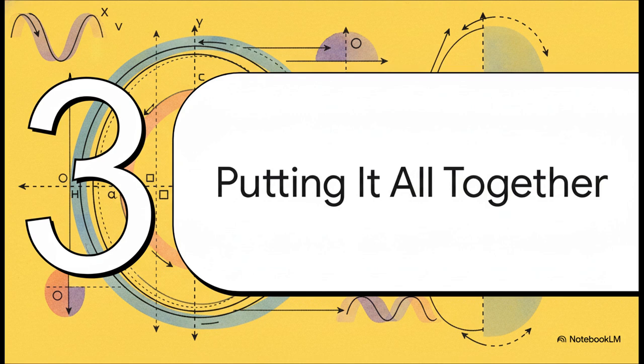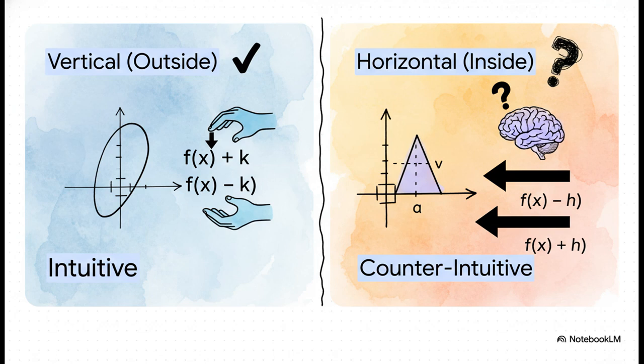So now that we actually get the why behind both rules, let's put them together and see how they work in the same problem. This is pretty much your cheat sheet. On the left side, you've got your outside changes, the vertical shifts. They're intuitive. Plus is up, minus is down. Simple. On the right, you've got the inside changes, the horizontal ones. They're counterintuitive. Plus means left, minus means right.